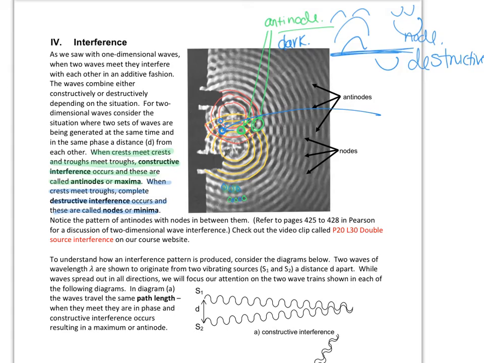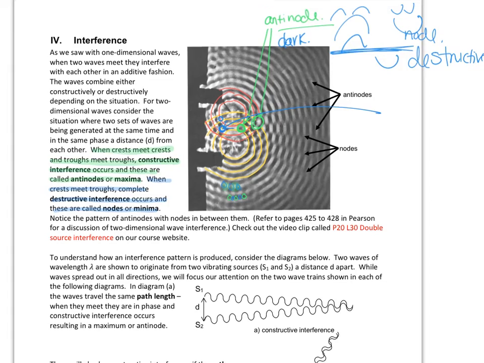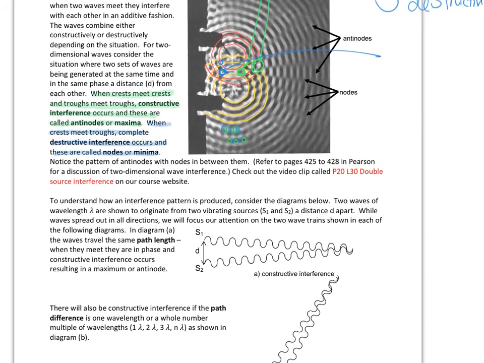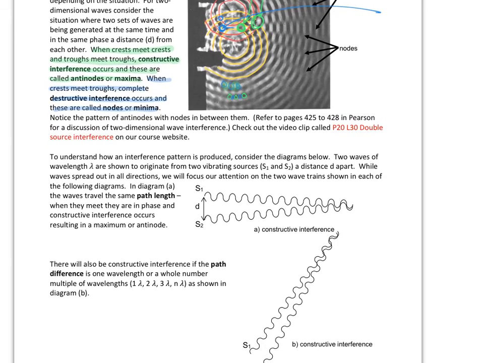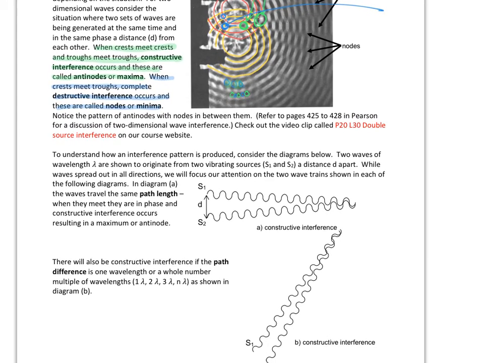So to understand how an interference pattern is produced, consider the diagrams below. Two waves of wavelength lambda, so the same wavelength, are shown to originate from two vibrating sources, S1 and S2, a distance d apart. While waves spread out in all directions, we'll focus on the wave trains shown here. We know these will continue in big circles, but we're just going to focus on one plane or one direction.